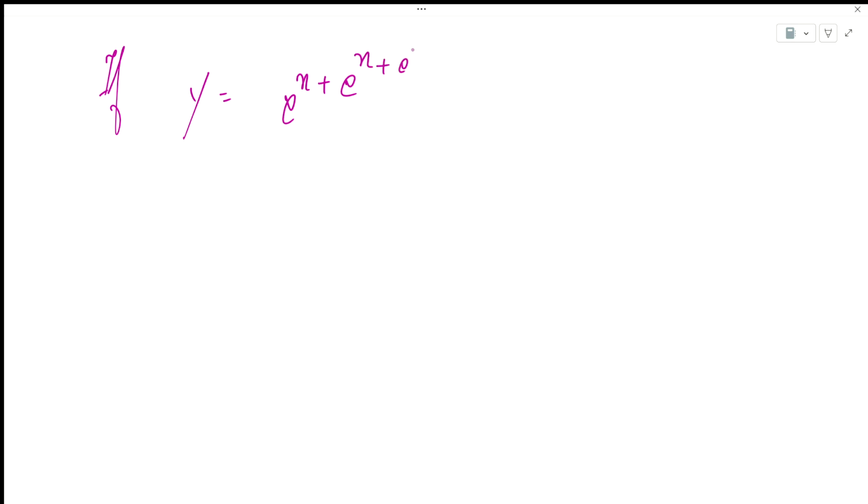So the next question goes like, if y equals e to the power x plus e to the power x plus e to the power x and so on to infinity, prove that dy by dx is simply y upon 1 minus y.